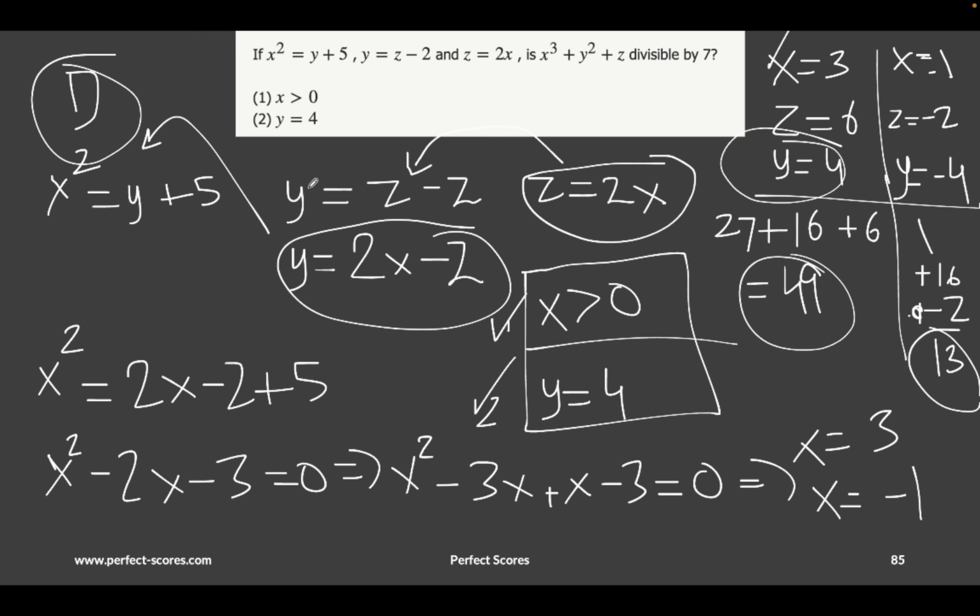So this question looked intimidating, but it wasn't. All you had to do was substitute the equations one into another and you got the answer. Okay guys, let's move on to the next question. So the answer is D here. Let's move on to the next one.